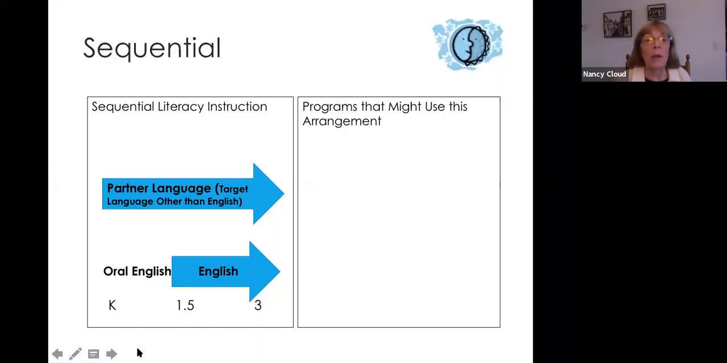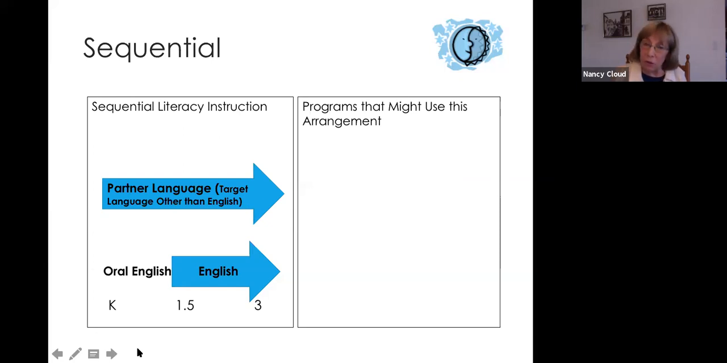The one way you can introduce literacy is called sequential literacy instruction. And in this program, you start usually in kindergarten as children enter school, only introducing literacy in the children's home language or in the partner language. And at the same time, you develop oral English. And then after about a year or a year and a half, you then start introducing literacy in English. In other words, in this program, you're getting literacy off the ground in the language other than English.